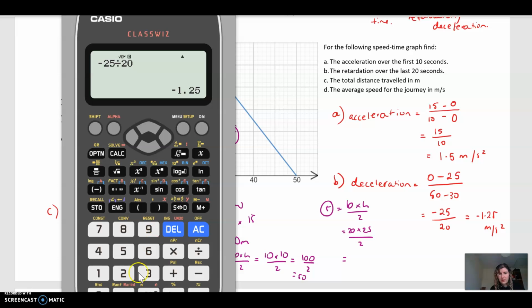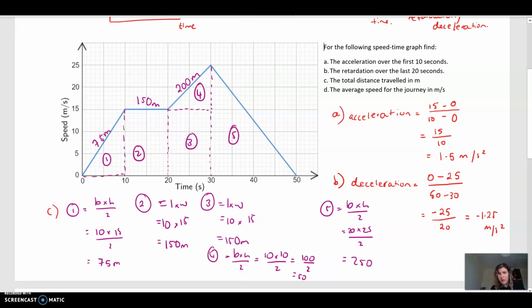Okay, now I'm going to do this on my calculator. 20 times 25 divided by 2 equals 250. So now I've gone 250 meters on that space there. Now, when I add them together, I've got 250 plus 200, that's 450.